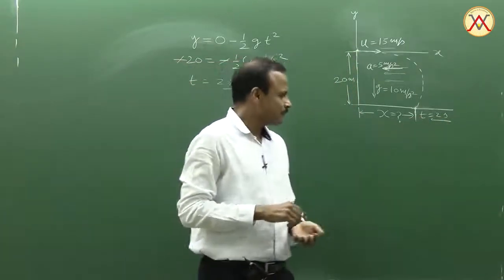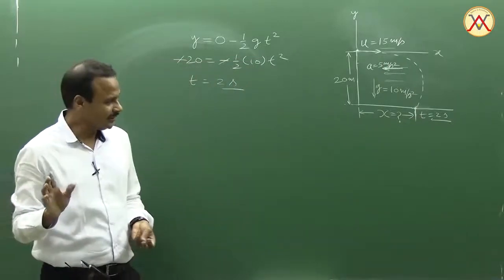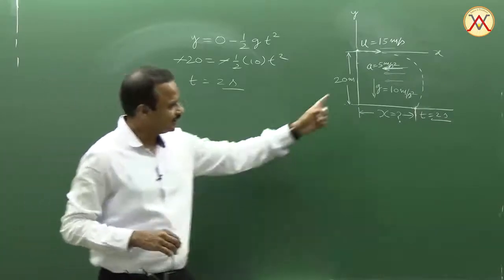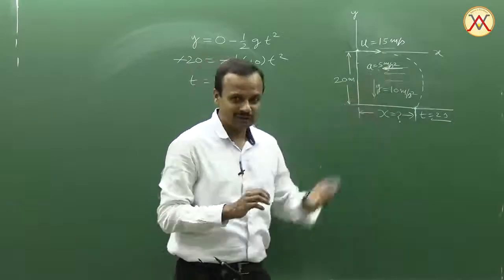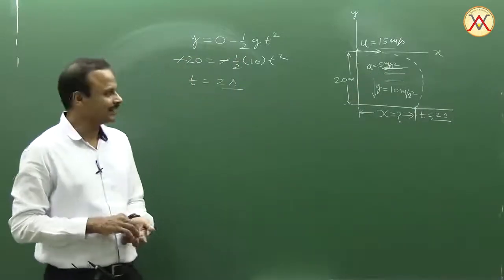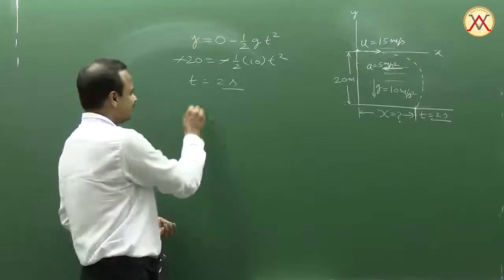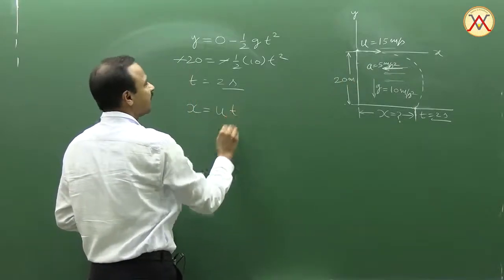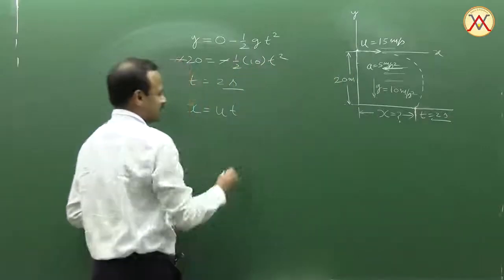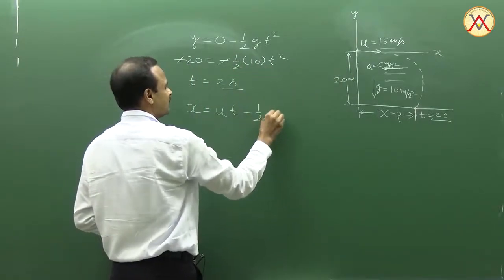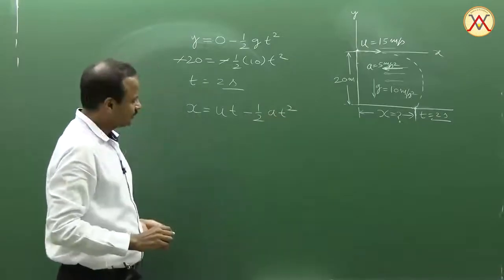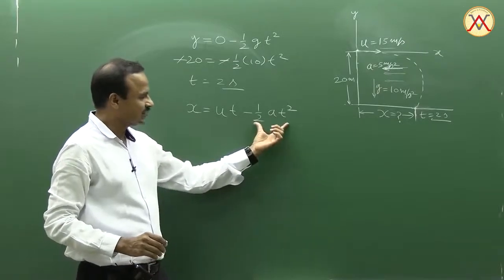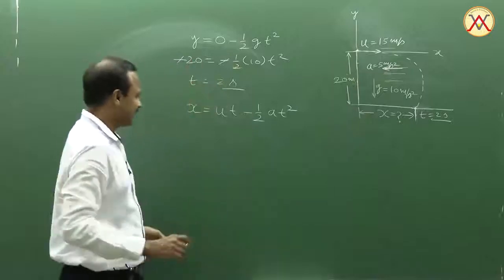So we have to find the x coordinate. Now the x coordinate result u cos theta into t will not apply here, because there is some acceleration. Because it is a constant acceleration, you can still use your second equation of motion in the x direction, and we can say that x is equal to u_x, which is simply u, so it is u t. Acceleration is in the negative x direction, so minus half a t squared.